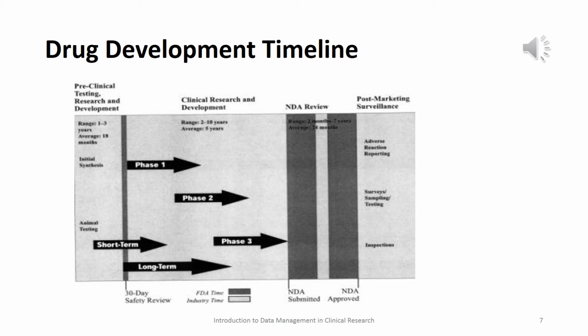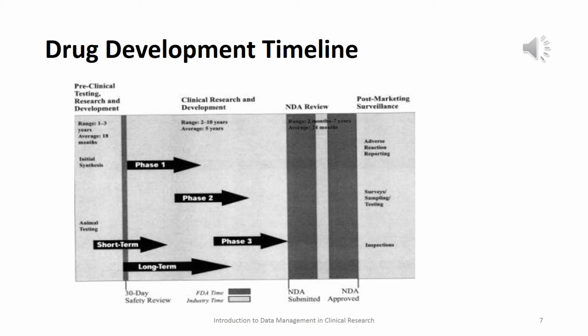This graphic here illustrates the drug development timeline and adds a little variation to it. As you can see over on the left side, we still have our preclinical testing and research and development, and that can be anywhere from 1 to 3 years in duration. And then that column in the middle where you see the arrows that identify the phase 1, phase 2, and phase 3 studies, these are conducted over a longer period of time. And then you'll notice the smaller columns there in the middle. The NDA review, that is the new drug application.